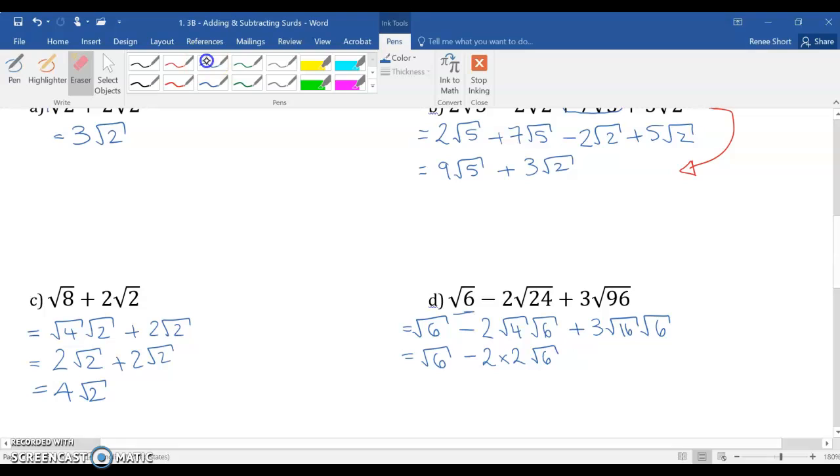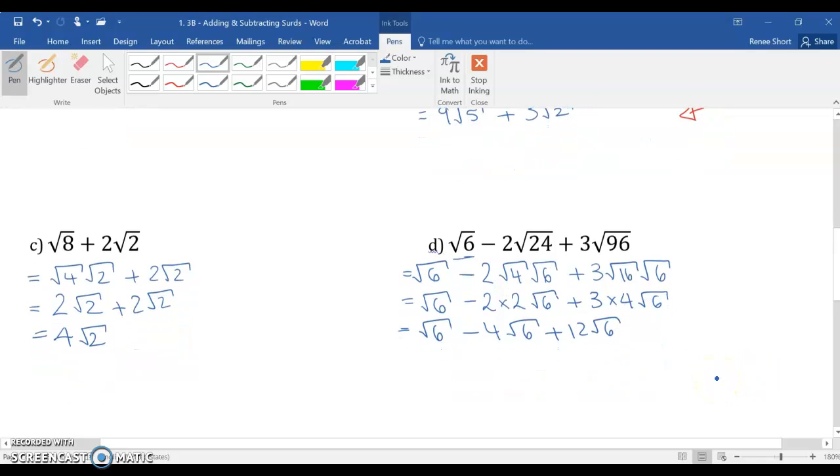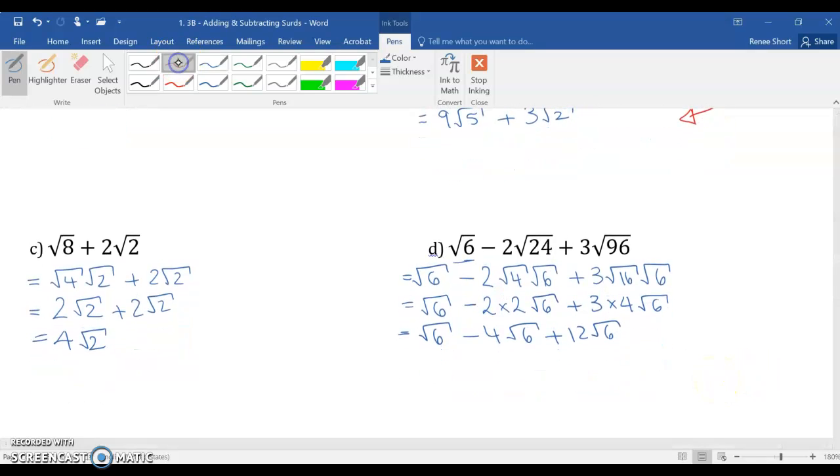sorry, that's got a bit funky, 3 root 16 simplifies just to be 4. So I can say 3 times 4 and then root 6. And now I can do all those little multiplications. So this is going to be minus 4 root 6 plus 12 root 6. And now all my surds are like surds. They're all root 6. And I can just focus on adding all those coefficients at the front.